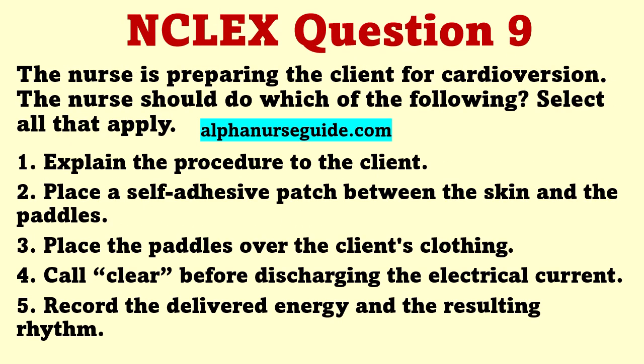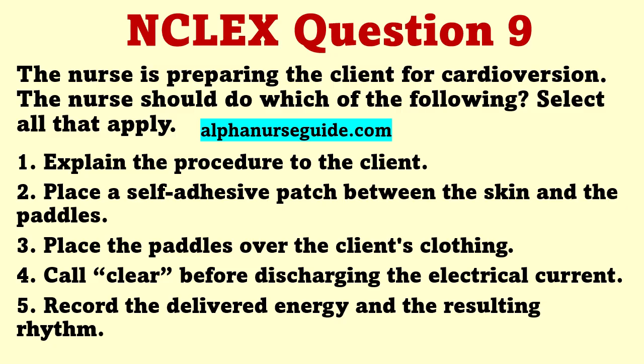The nurse is preparing the client for cardioversion. The nurse should do which of the following? Select all that apply. 1. Explain the procedure to the client. 2. Place a self-adhesive patch between the skin and the paddles. 3. Place the paddles over the client's clothing. 4. Call clear before discharging the electrical current. 5. Record the delivered energy and the resulting rhythm. The correct answers are 1, 2, 4, and 5.